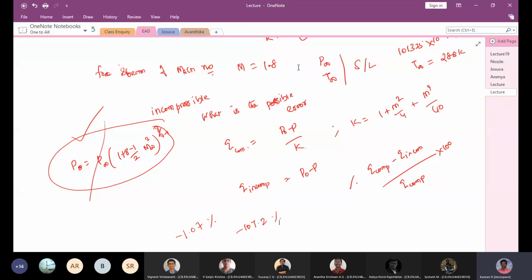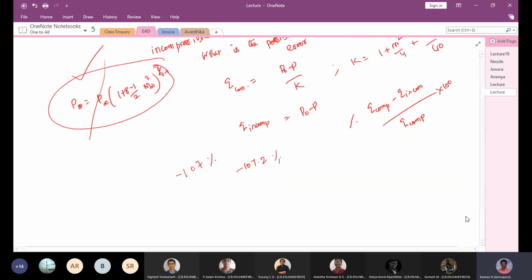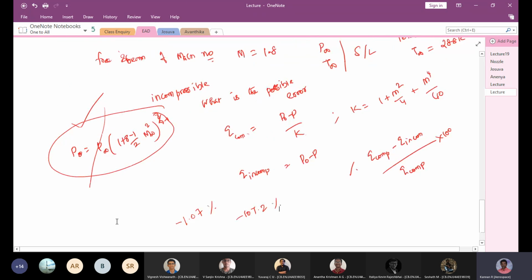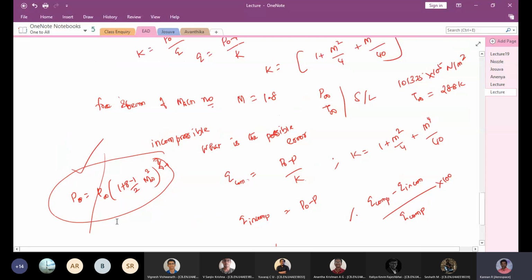Oh, sorry. I made a small mistake. Sir, it is 101325 Newton per meter square, not into 10 to the power 5. Or you take it as 1 atmosphere.